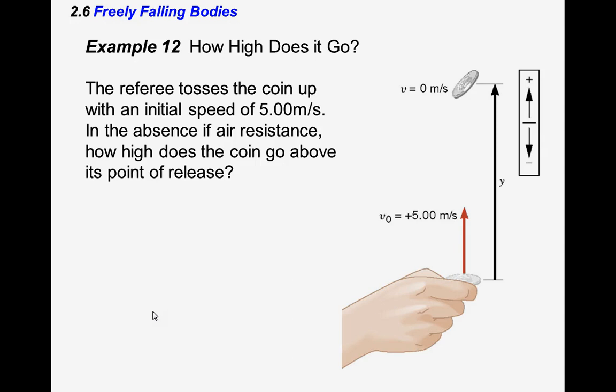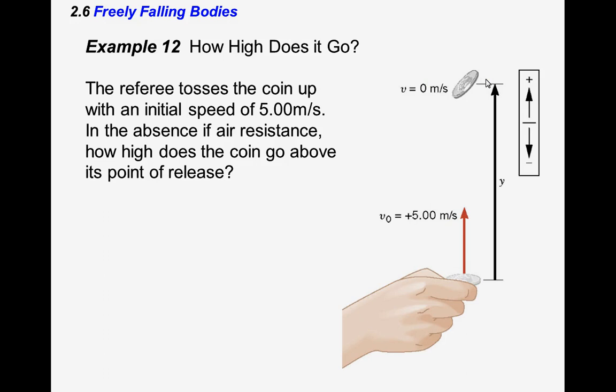Another kind of tricky question, I guess. The referee tosses the coin with an initial speed of 5 meters per second. In the absence of air resistance, how high does the coin go above the point of release? So in this picture, they give us the trick here. The initial velocity is positive 5 meters per second. The final velocity at its maximum height is going to be 0.